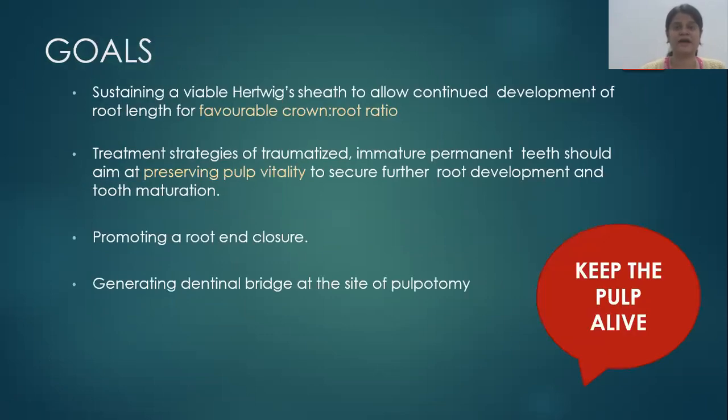What are the goals behind this procedure? Goals include sustaining a viable Hertwig's sheath to allow continued development of the root length for a favorable crown-root ratio. Treatment strategies of traumatized immature permanent teeth should be aimed at preserving the vitality of the pulp to secure further root development and tooth maturation. Then promoting root closure and generating a dentinal bridge at the site of pulpotomy.